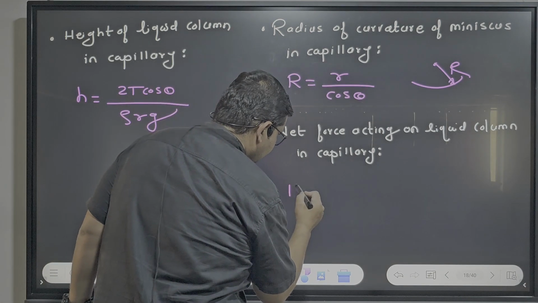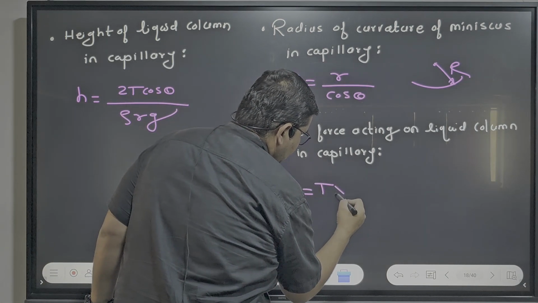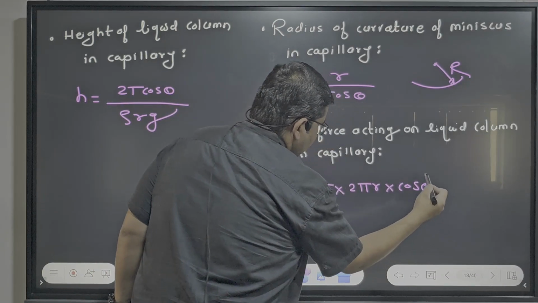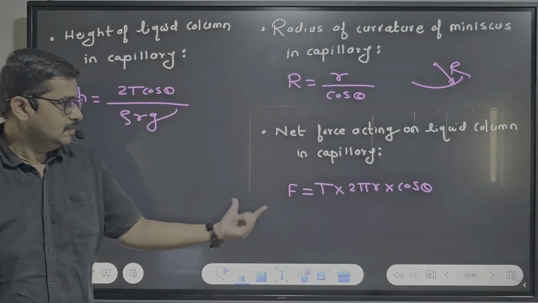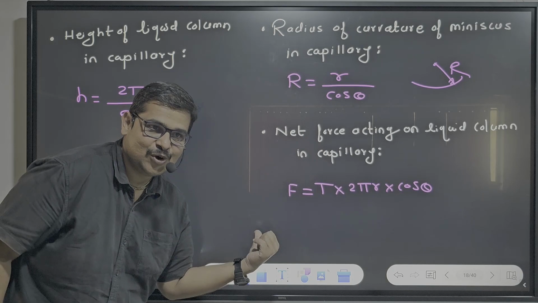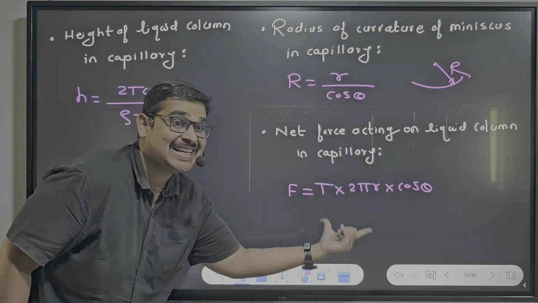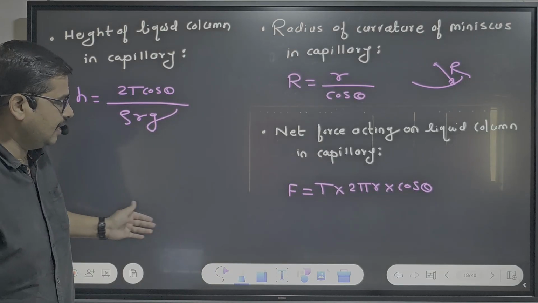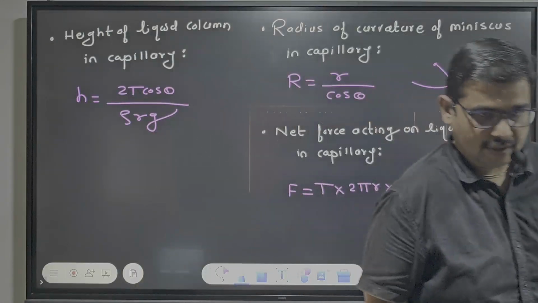The next, net force acting on the liquid column in the capillary. What is the formula? Yes, F is equal to T into 2 pi r into cos theta. What is the surface tension? Force per unit length. So force is surface tension into effective length. So it is 2 pi r into cos theta, which is the net force on the liquid column.